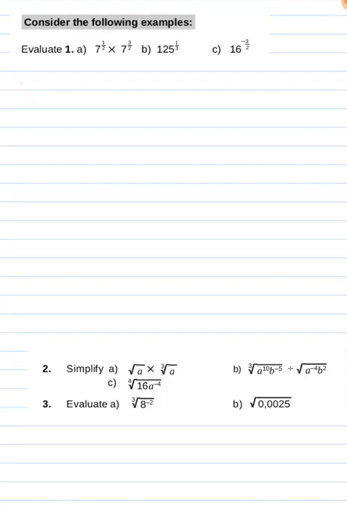Number 1a: 7 to the power half times 7 to the power 3 over 2. So it's going to be equal to 7. Since it's the same base, we add the indices, so it is half plus 3 over 2. That is 0.5 plus 1.5, which gives us 2. So it's going to be equal to 7 to the power of 2.